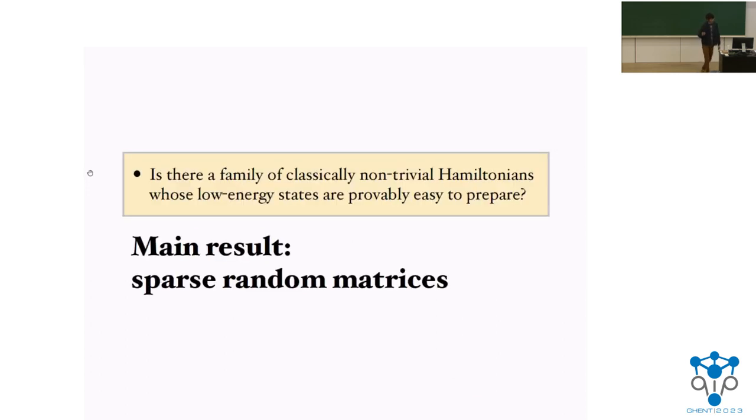These are the families of Hamiltonians we found in the wild. And now we're going to construct our own that would fit this question. So what is it?